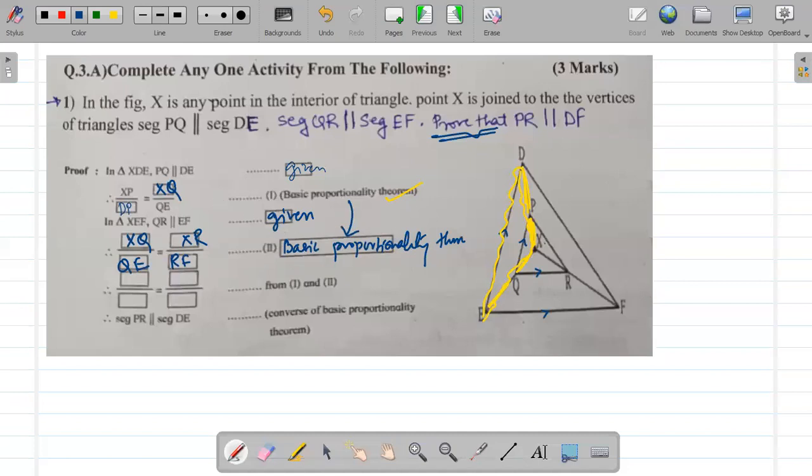And then from equation 1 and equation 2, we see that the XQ over QE part, both are same. So we just use the remaining fractions, that is XP over DP is equal to XR over RF. When the ratio is equal, XP over DP and XR over RF, then we can say that these 2 lines, they are parallel. So PR is parallel to DF. That proves it by converse of basic proportionality theorem.